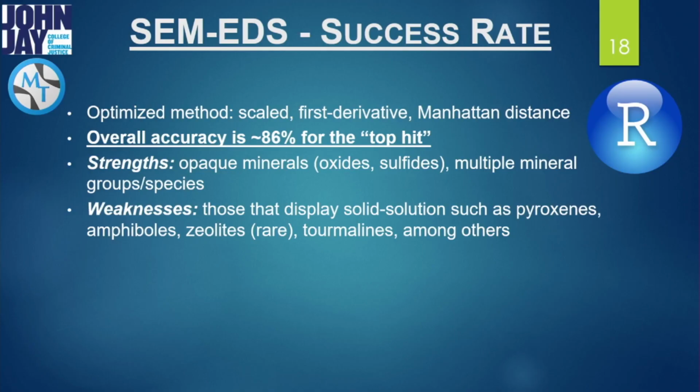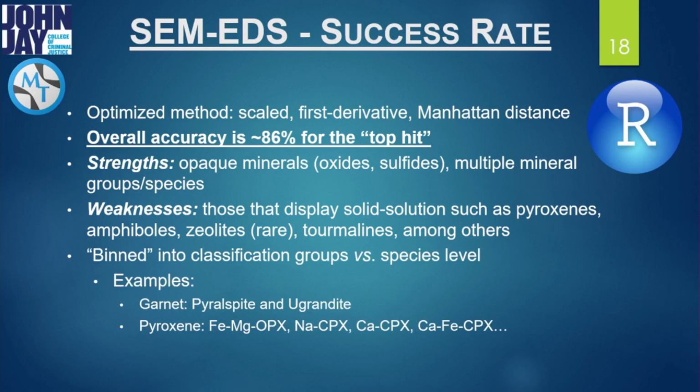The strengths were several different mineral classes, particularly opaques, but we also had some difficulties with minerals that have what's called solid solution. That is where mineral groups have a very wide range of elemental compositions, and the specific composition determines which particular mineral it is. So rather than trying to go down to the species level, we just binned things. We went to a more conservative characterization. We're actually not identifying the mineral, we're classifying it into a group or a bin.